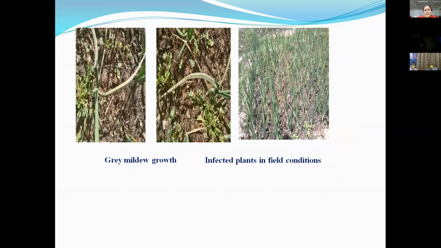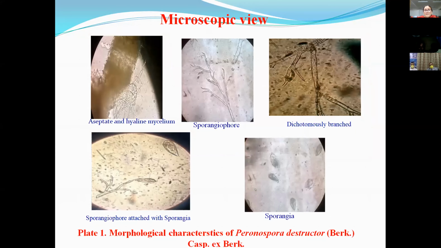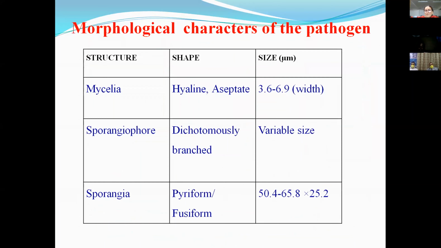These are the infected plants in the field, and infected bulbs show bottleneck-like symptoms. When the bulbs are badly infected, there is breakage and girdling from the top end. And this pathogen, Peronospora, belongs to the lower fungi group, and is aseptate with hyaline, colorless mycelium. We can see it produces sporangiophores, which bear the sporangia, and it is dichotomously branched. These sporangiophores and sporangia are piriform or fusiform in nature.